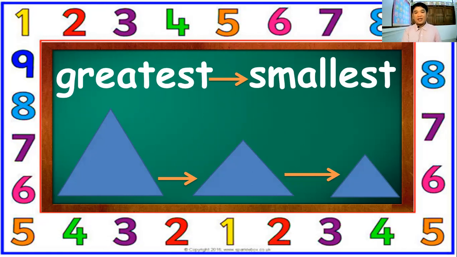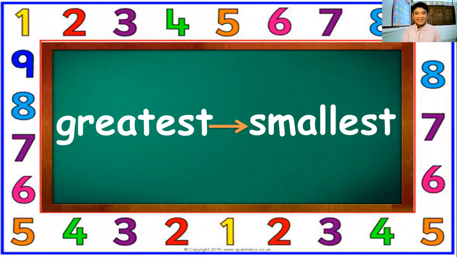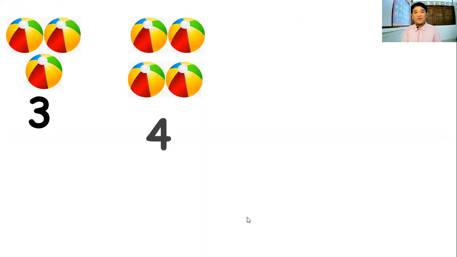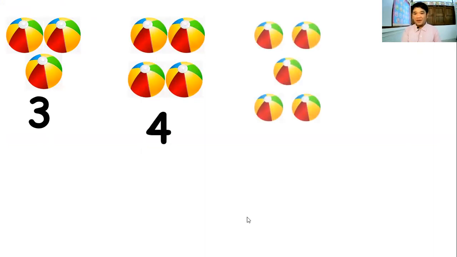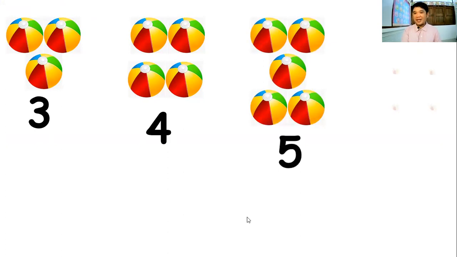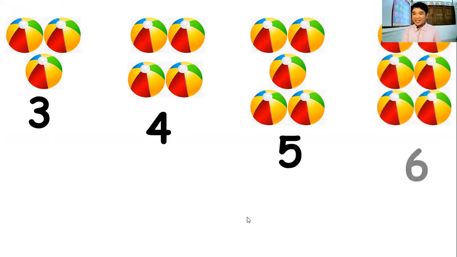Okay, again, we are talking about the greatest to smallest. How about in application of the numbers? So let's check. Order the numbers from greatest to smallest. Say, for example, we have balls here. So let's check the balls. We have 3 balls. We have 4 balls. We have 5 balls. And then the last one, we have 6 balls.